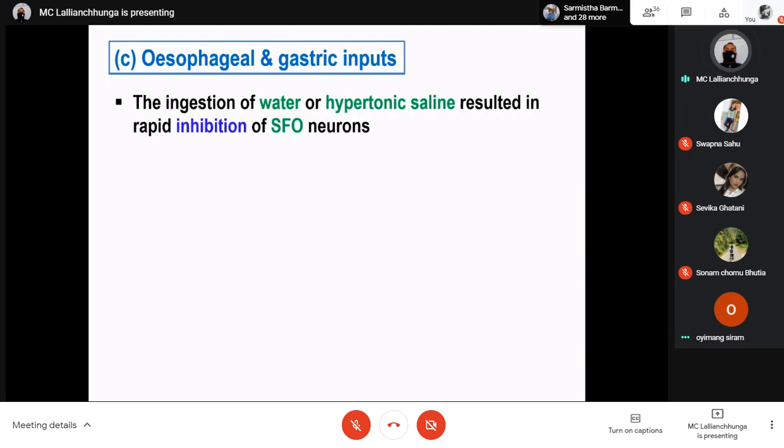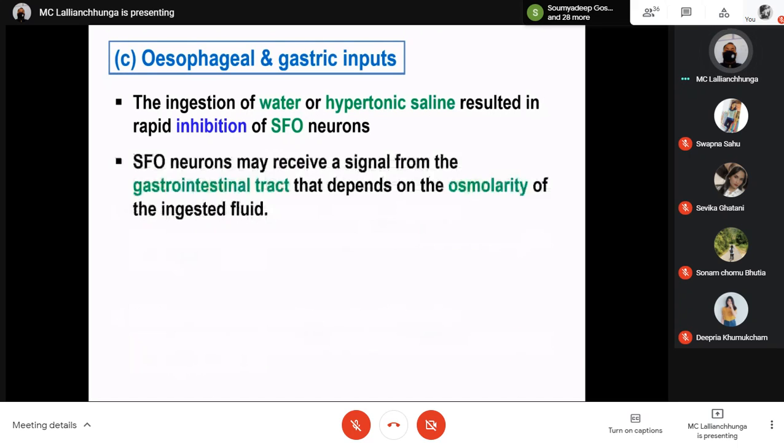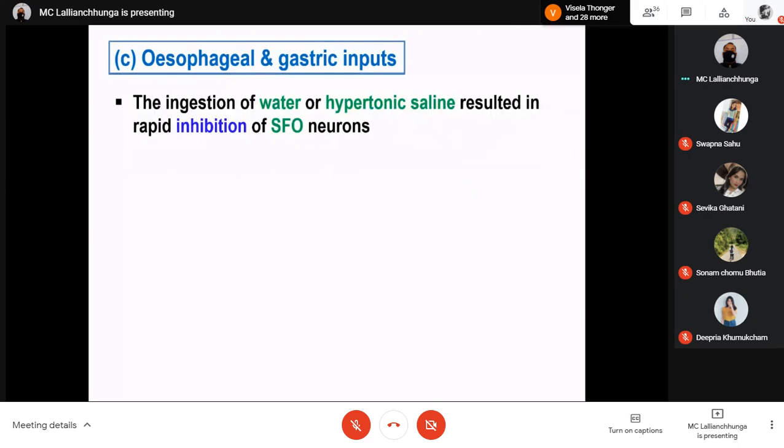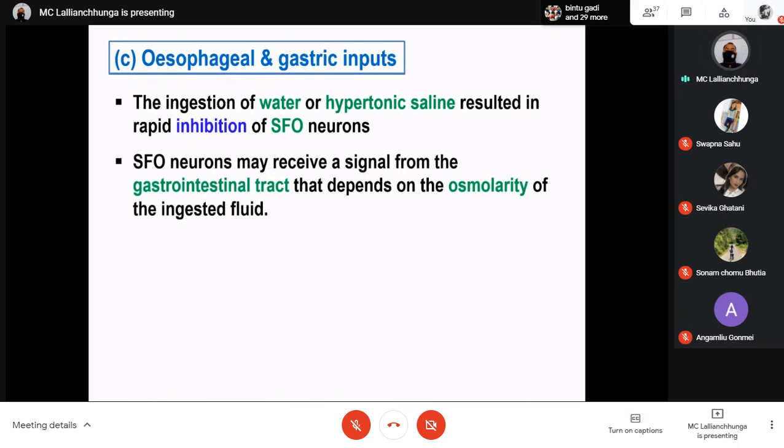The ingestion of water and hypertonic saline results in rapid inhibition of subfornical organ neurons in the thirst center. If you drink water, or hypertonic saline such as a sodium chloride solution, there will immediately be inhibition of the thirst center. SFO neurons may receive signals from the gastrointestinal tract that depend on the osmolarity of the ingested fluid.